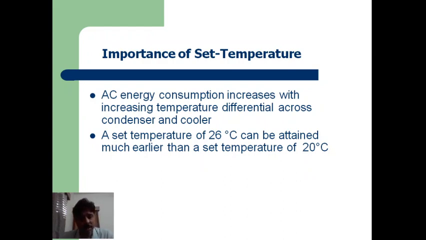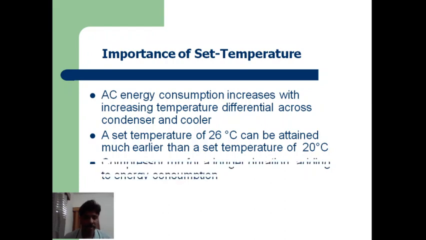A set temperature of 26 degrees Celsius can be attained much earlier than a set temperature of 20 degrees Celsius. As you can see, if you set the temperature at 26 degrees Celsius, it will reach much earlier. Otherwise, if you set it at 20 degrees Celsius, the compressor has to work very hard to reach 20 degrees Celsius. The number of cycles may go double. In this way, the energy consumption is also increased, as the compressor runs for a longer duration, adding energy consumption, as we already discussed.